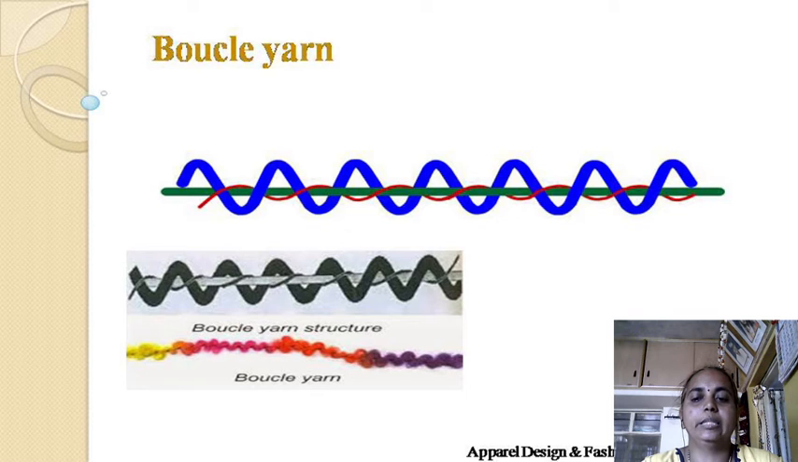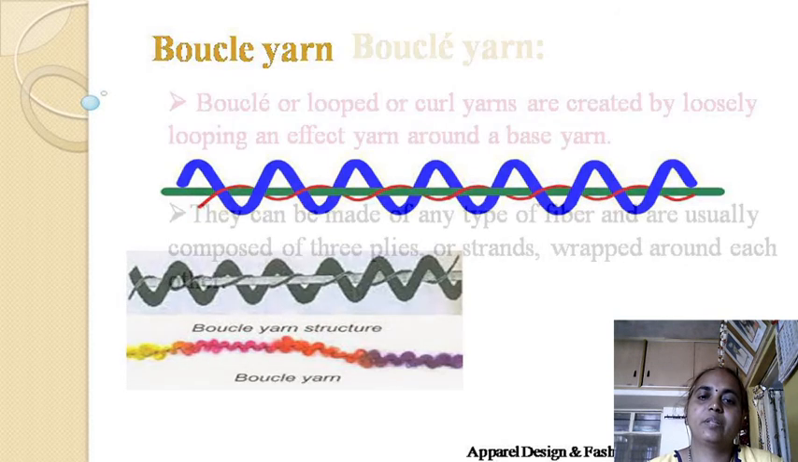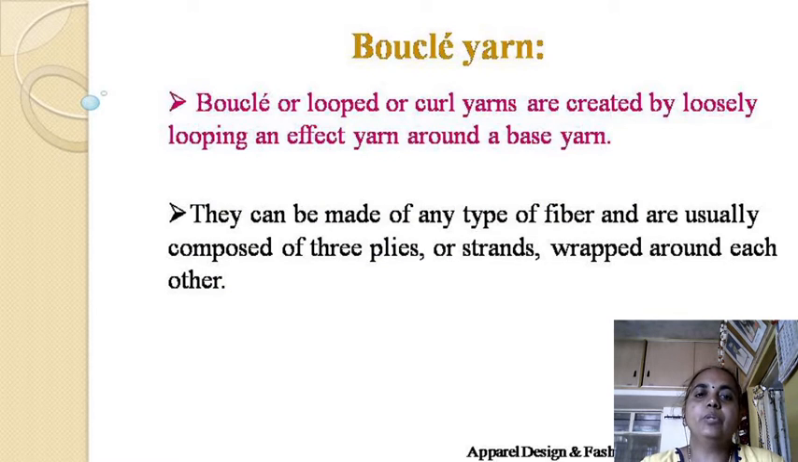This is the buckle yarn. What is a buckle yarn? It is also a novelty yarn of the complex yarn type, which is used for the decorative or fancy effect. This is the diagram of the buckle yarn. Buckle or looped or curl yarns are created by loosely looping an effect yarn around a base yarn. So buckle yarn is also known as looped or curl yarns. Loosely looping an effect yarn around the base yarn, this effect is created.